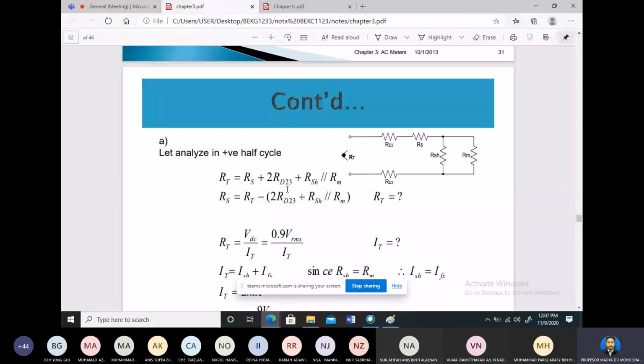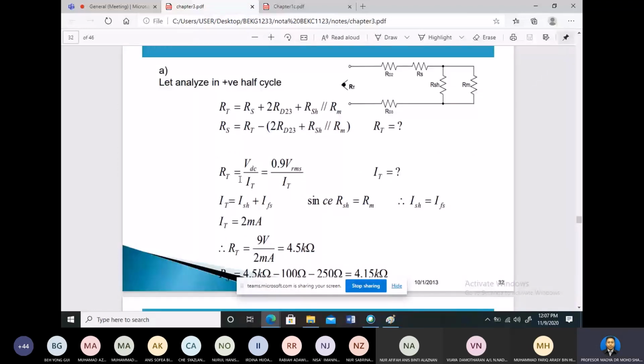Then you can calculate the RT. So RT equals VDC over IT. VDC equals 0.9 VRMS for full wave, and 0.45 for half wave. We don't know VT, so we have to calculate it. The current through the shunt and the current through the meter, the full scale deflection current, add up, so the total current IT equals 2 milliampere.